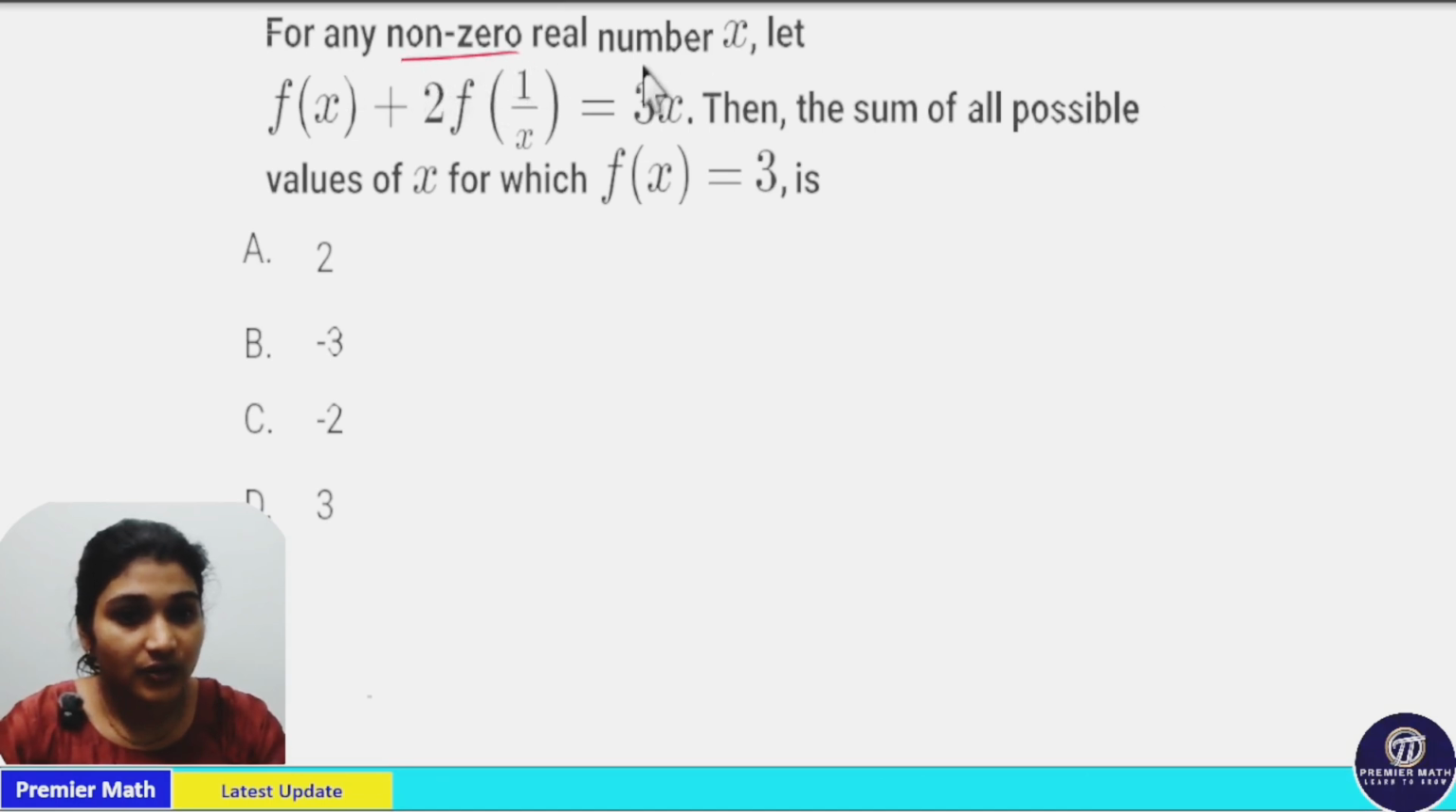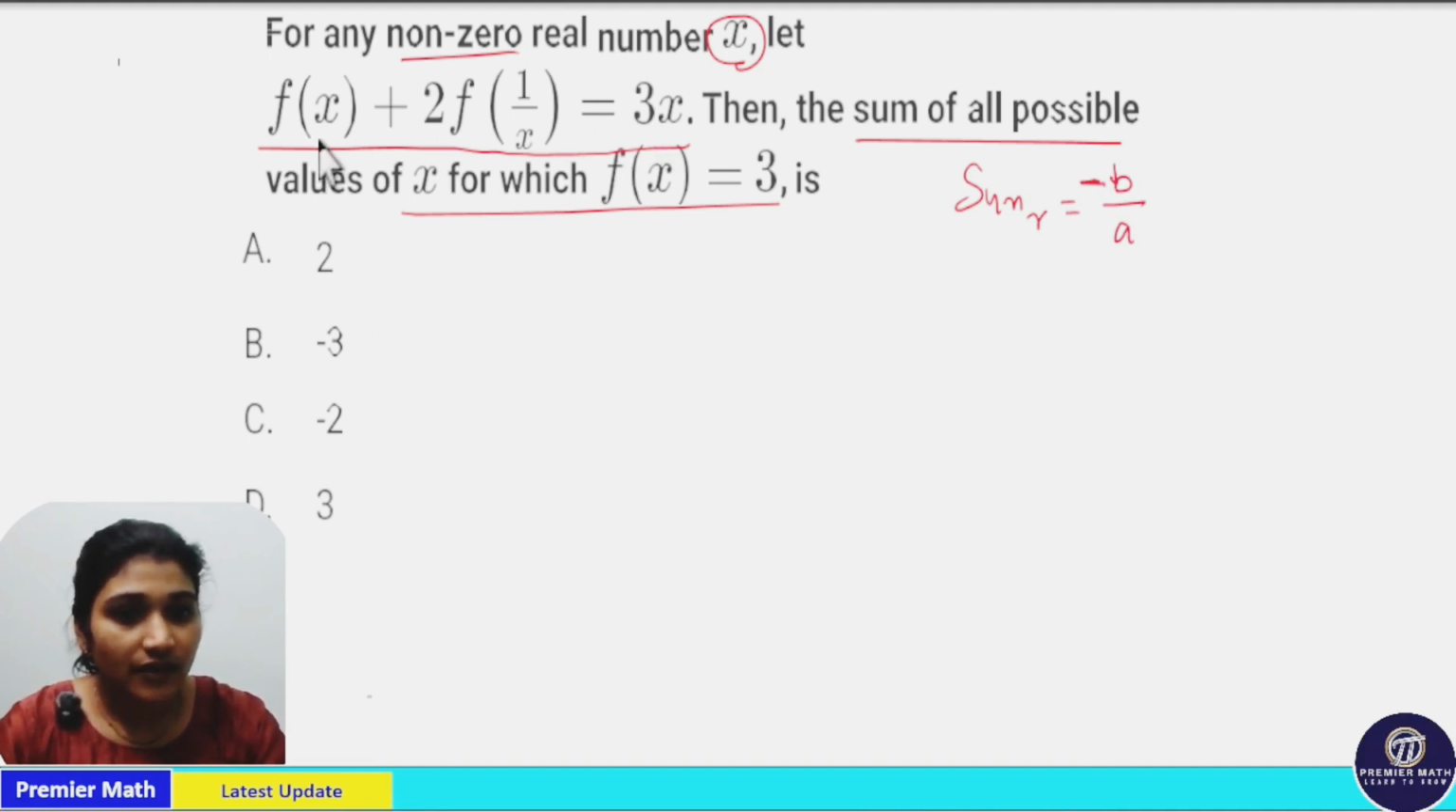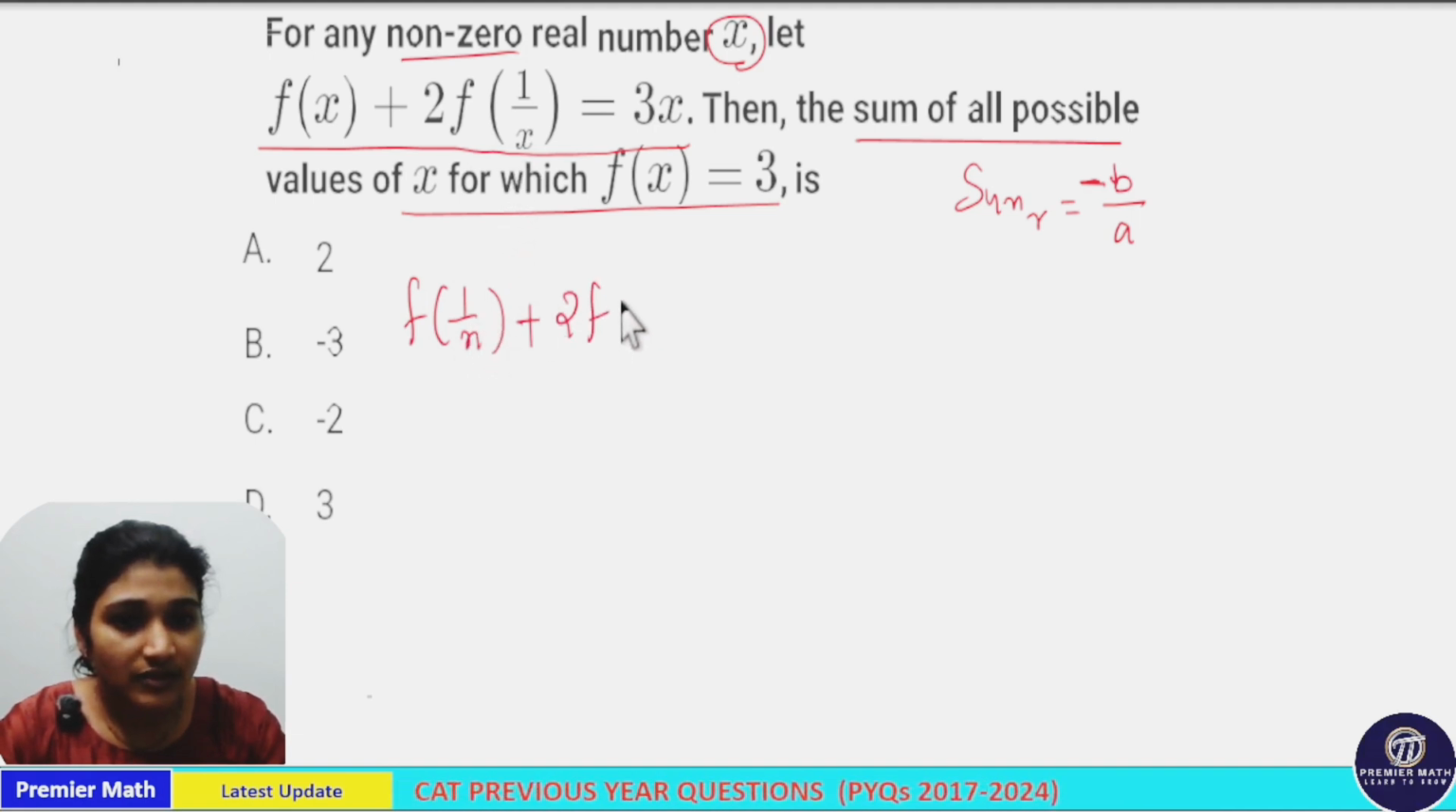For any non-zero real number x, let f of x plus 2 into f of 1 by x is equal to 3x. Then find the sum of all possible values of x for which f of x is equal to 3x. So sum of roots means minus b by a. We have to form a quadratic equation. Here, when you put x, here we have 1 by x, that is the inverse of x. Same way, if I'm taking 1 by x instead of x, then the second term will become 2 into f of the inverse of 1 by x, which is x.